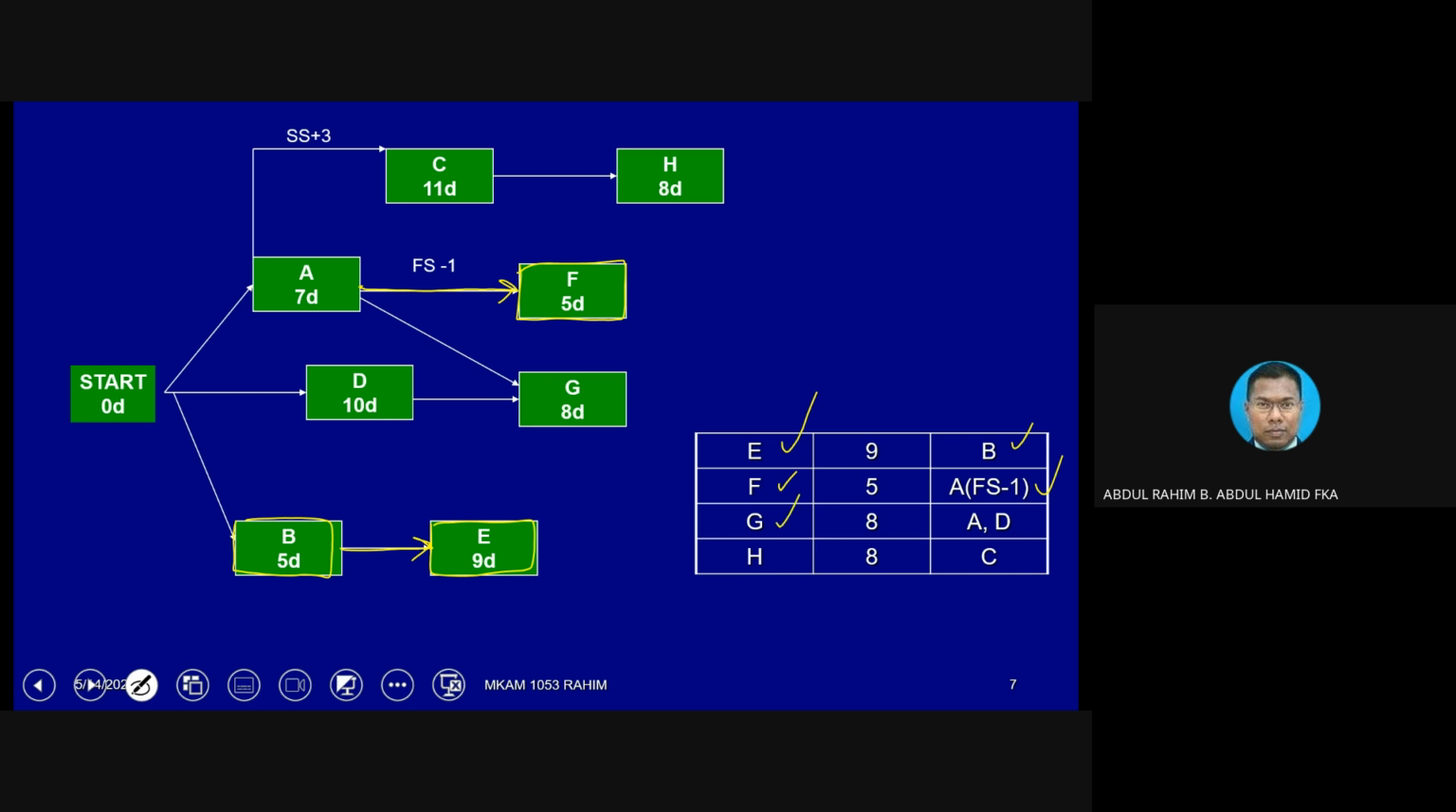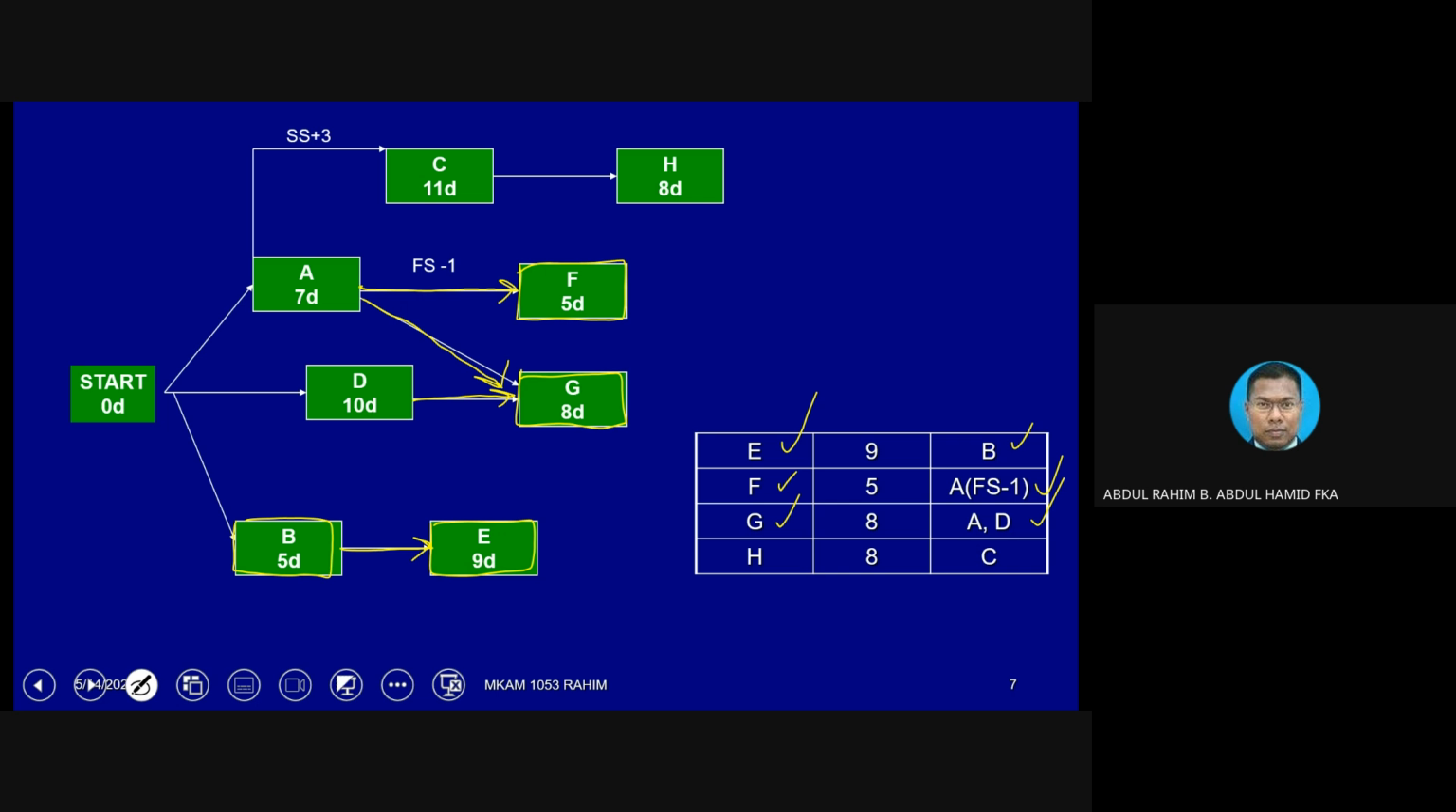And then G, which is connected from A and D. Since A and D are already in the drawing, just draw one box and connect the arrows from A and D using a finish-to-start relationship, by default. And then H, H is connected from C.